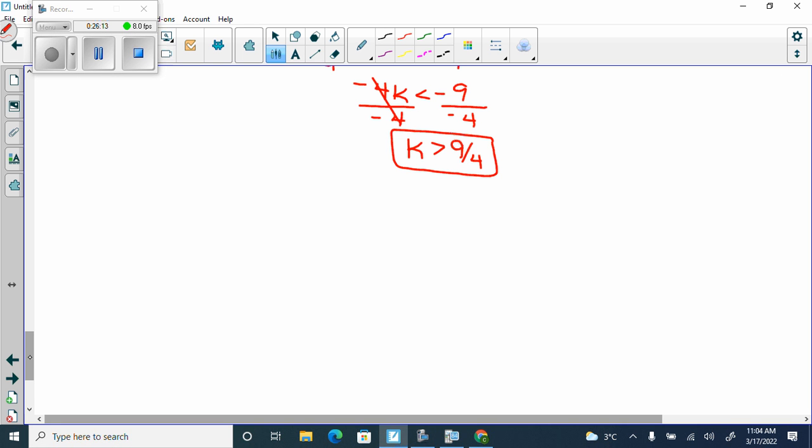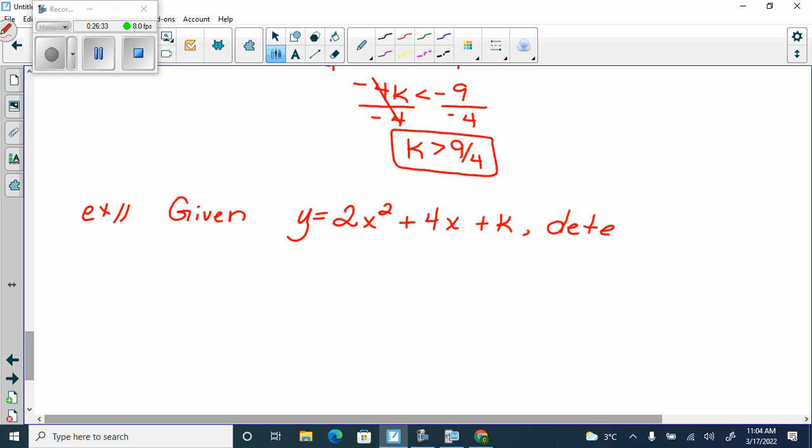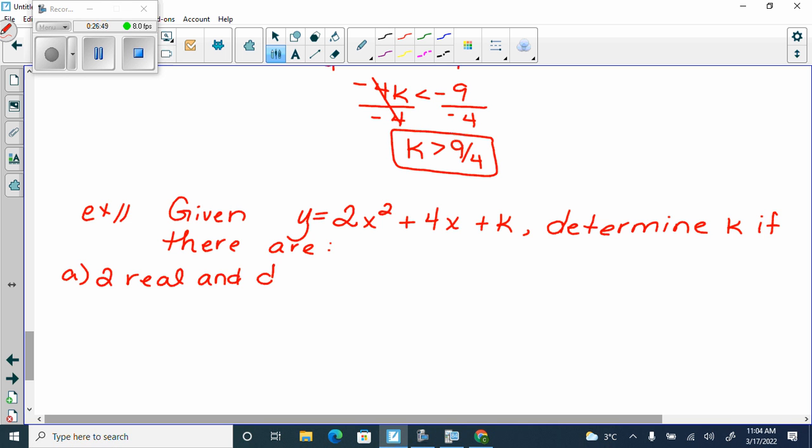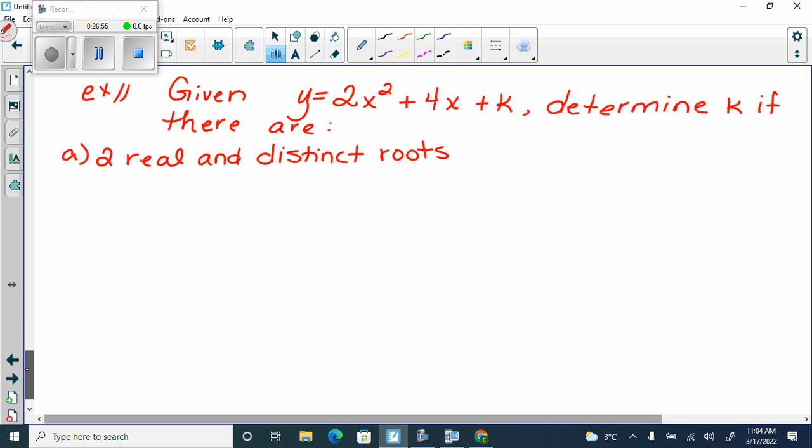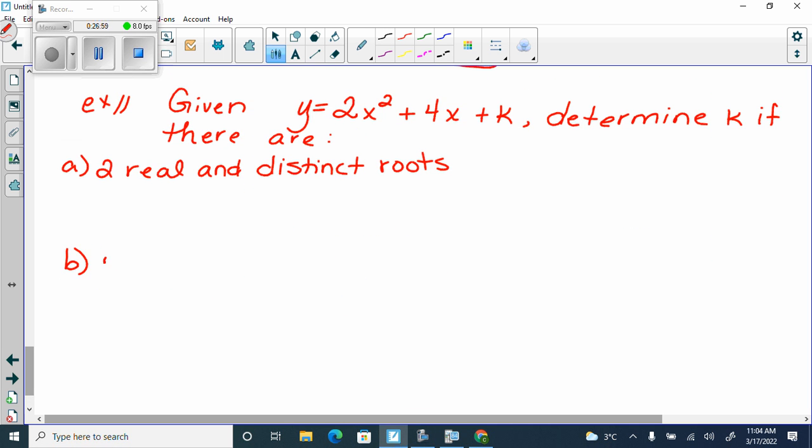Here are your two questions you're going to try. Well, I'm going to give you one question, actually. Okay. So, given y equals 2x squared plus 4x plus k, determine k if there are: A, two real and distinct roots. B, real and equal.